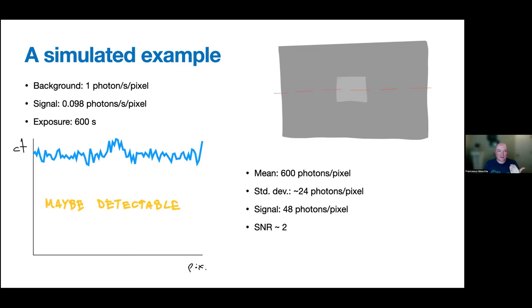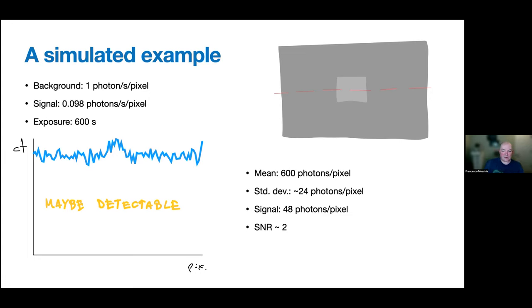Now, let's do the same with a larger number of photons. So I have the same background, one photon per second per pixel, and I increase the signal. It's 0.1 photons per second per pixel. This is a mistake, it used to be 0.08. And the exposure is still 600 seconds. So the mean is the same, the standard deviation is still 24 photons. The signal collected from the object, in this case, is 48 photons per pixel. So the signal to noise ratio has become 2.